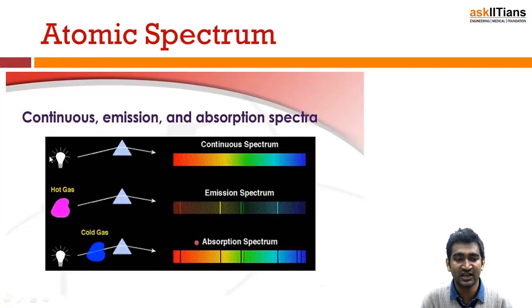It's like this. For example, say this is a bulb source. You pass it through the prism and you get a continuous spectrum. If this is a hot gas and you pass it through the prism, you will get an emission spectrum, where you can see the lines. And if you have a bulb and a cold gas, and then you pass it through the prism, you will get the absorption spectrum. In the case of absorption spectra, you will be able to see dark lines, dark bands. That's why here you can see the dark lines.